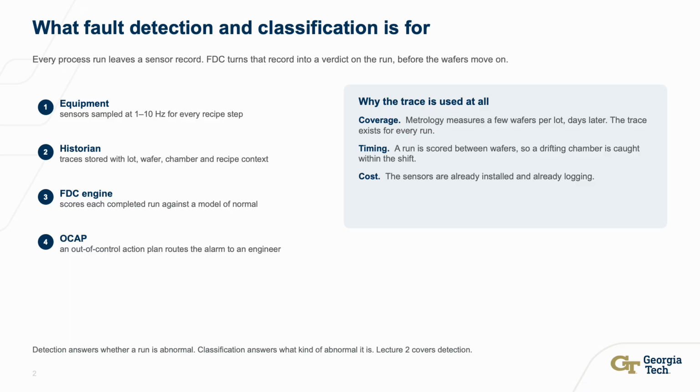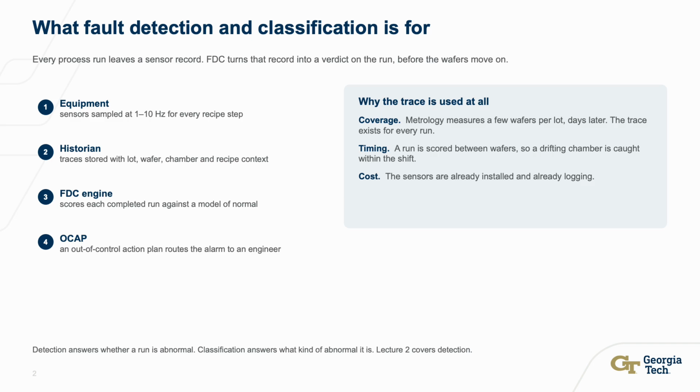Meanwhile, the tool is already recording. Every process step logs its sensors, typically at somewhere between 1 and 10 samples per second. That record exists for every single run. It exists immediately and it costs nothing extra, because the sensors are already installed and already logging. So the idea behind FDC is to use that record as an early indicator.